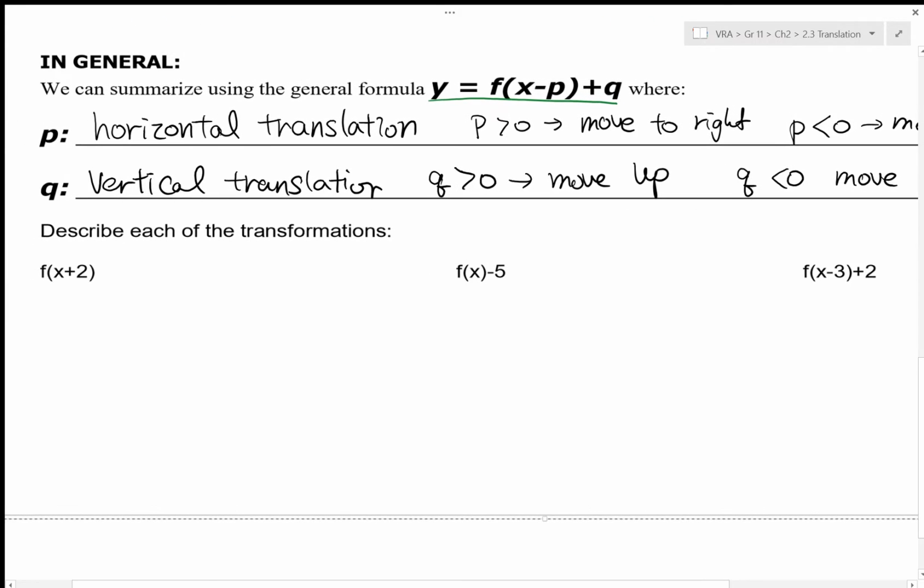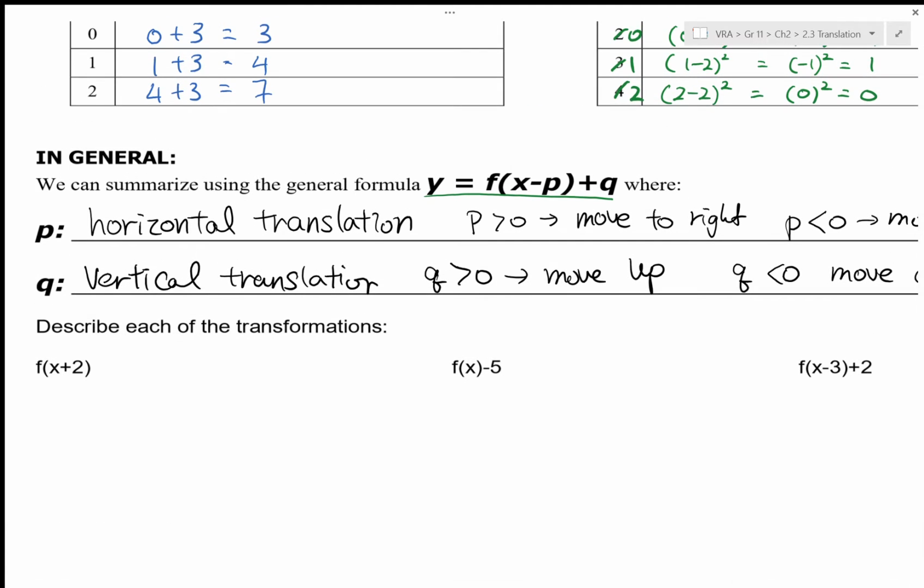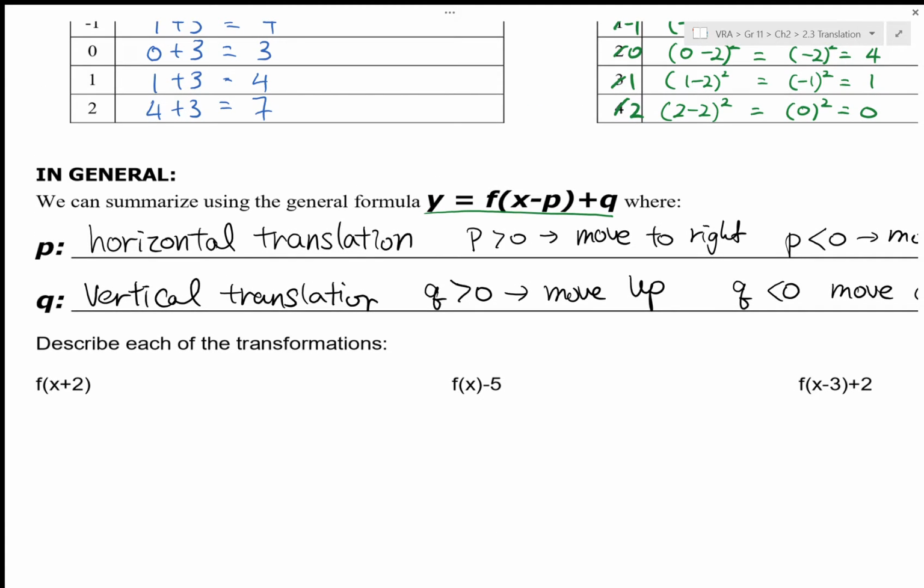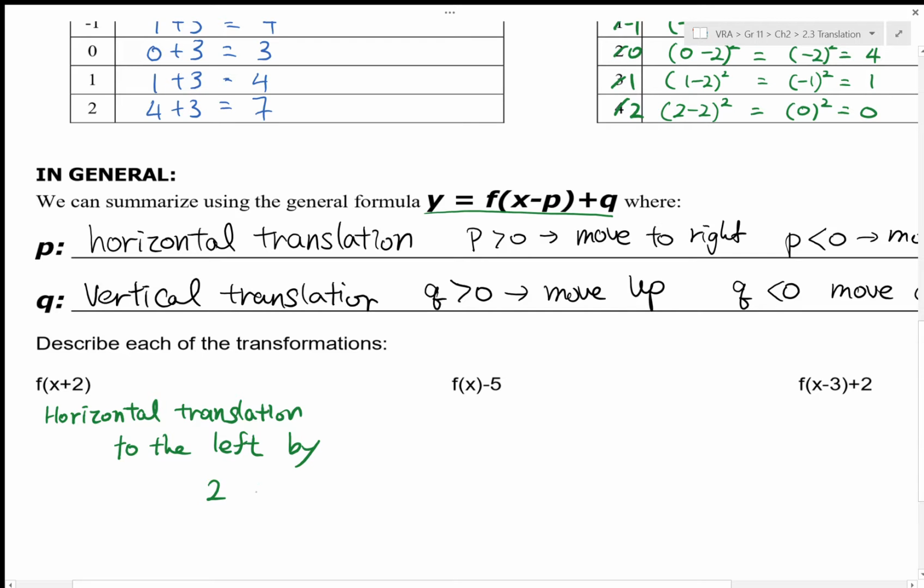Now, the next one we have is f at x plus 2. So we're basically just describing the transformation of this. Again, we have something inside of the brackets, so this is the horizontal way. We have a horizontal translation. Now we have plus 2 inside of the bracket, so it should work the other way around. So translation to the left, okay, remember this, to the left by 2 units.